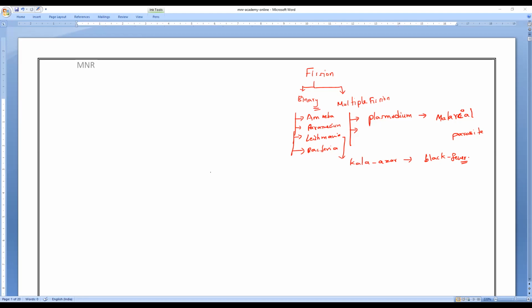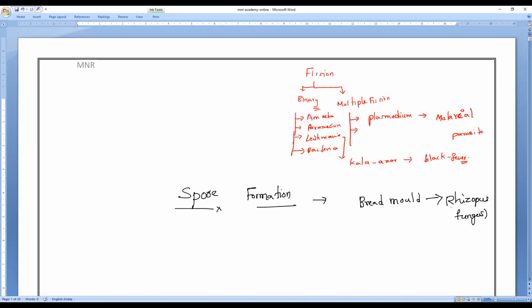So the third type of reproductive method, please all of you keep the heading, spore formation. As soon as you hear the word spore formation, immediately remember the best example for it, which is bread mold. Bread mold is the most popular example for spore formation, which actually belongs to the fungus family. What fungus actually is it? A Rhizopus fungus. The name is Rhizopus fungus. That is the most important thing we need to know.